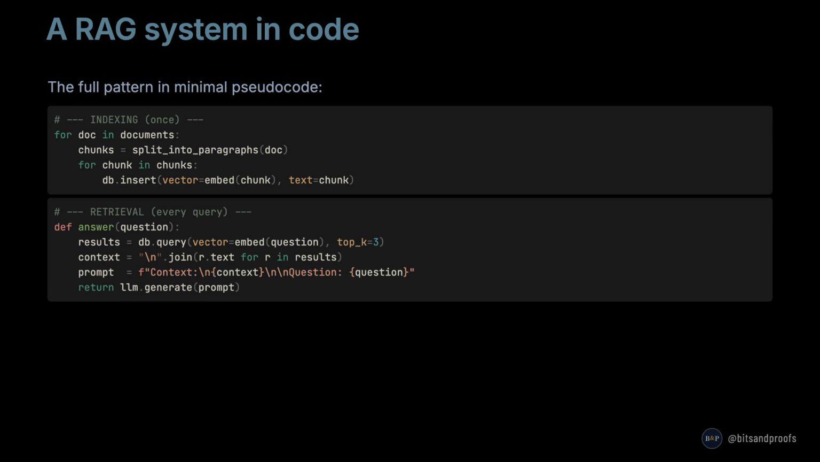The retrieval function. Given a question, embed it, query the database for the top 3 results, join their text into a context string, build the prompt, and call the language model. That is the entire system.